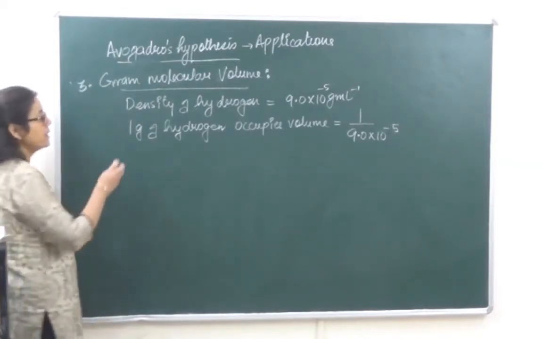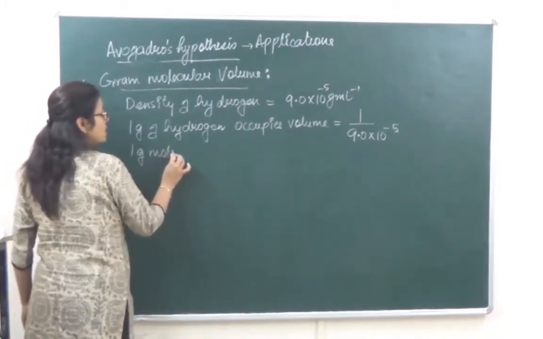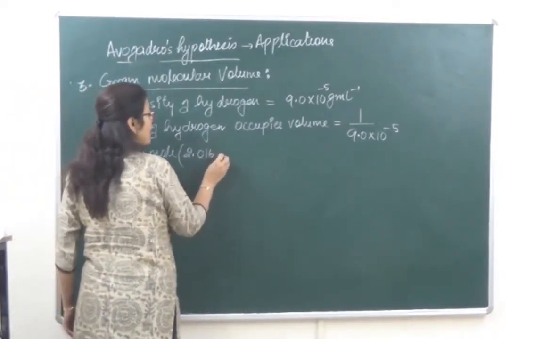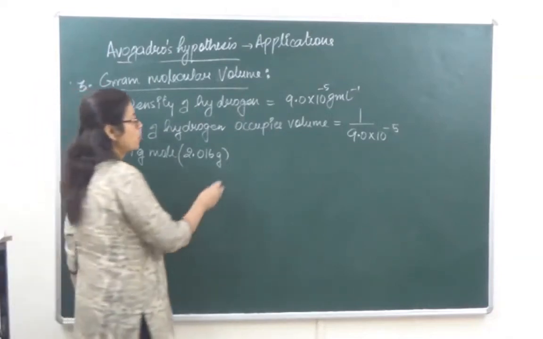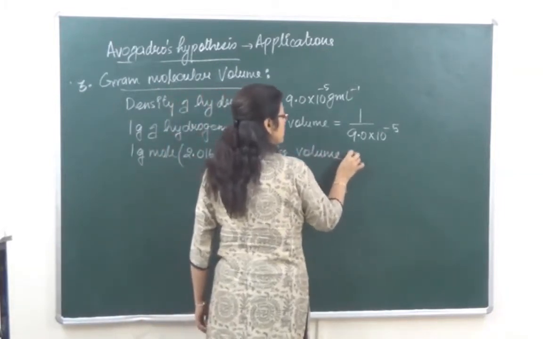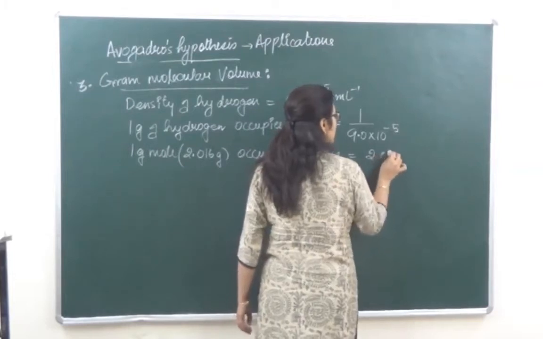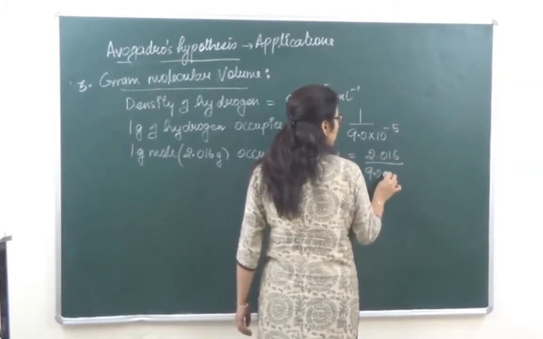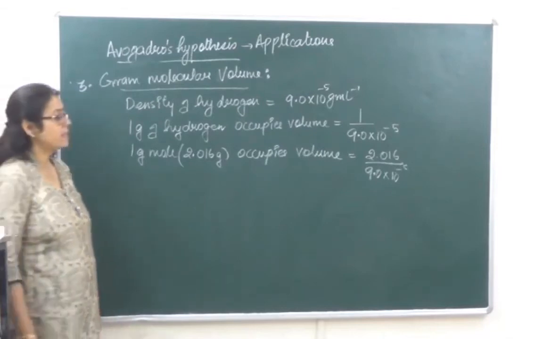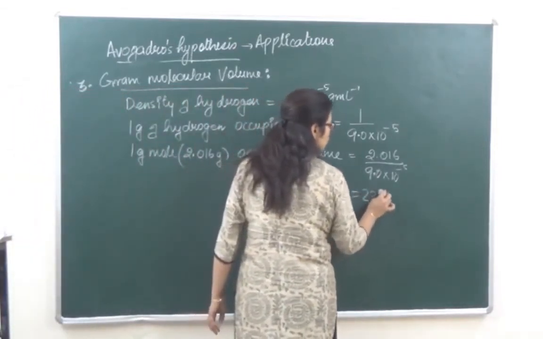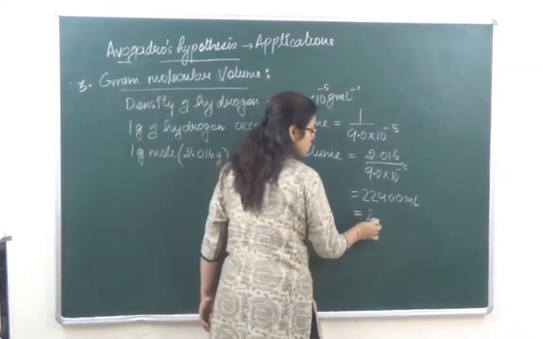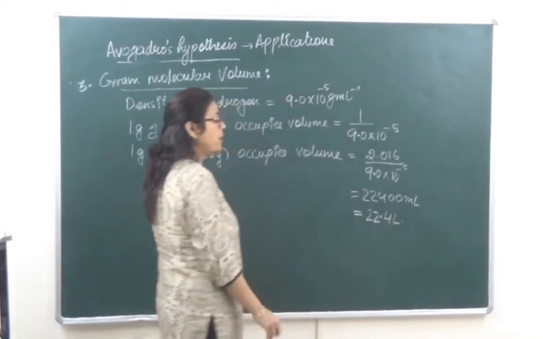और 1 ग्राम मोल अगर हम लें, 1 ग्राम मोल का वेट हाइड्रोजन का कितना होता है? दैट इज 2.016 ग्राम्स। सो ये कितनी वॉल्यूम ऑक्यूपाई करेगा? दैट विल बी इक्वल टू 2.016 upon 9.0 into 10 raised to power minus 5. Right? Now when this is calculated, it comes to 22400 ml or equal to 22.4 liters.